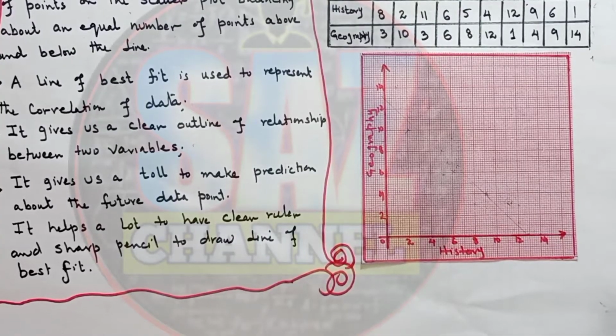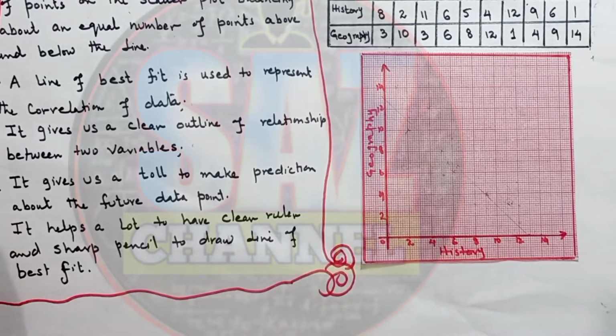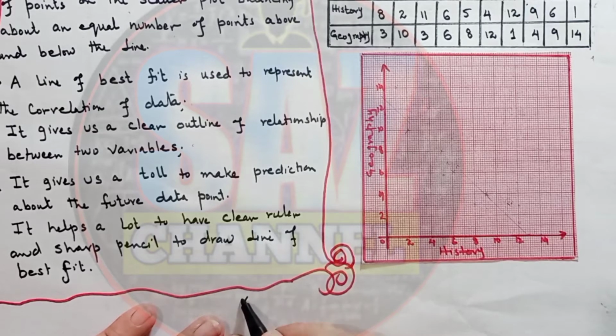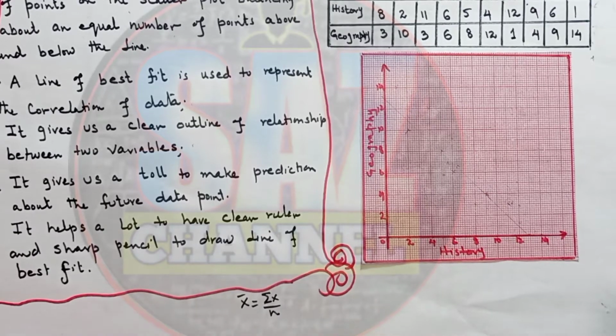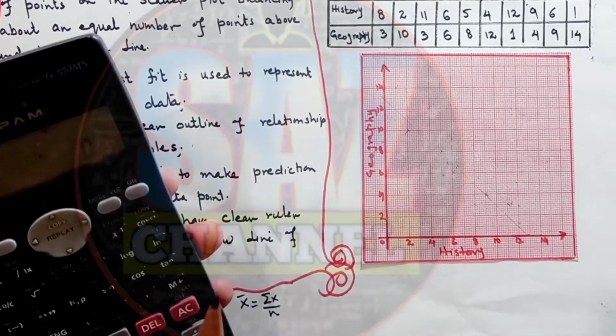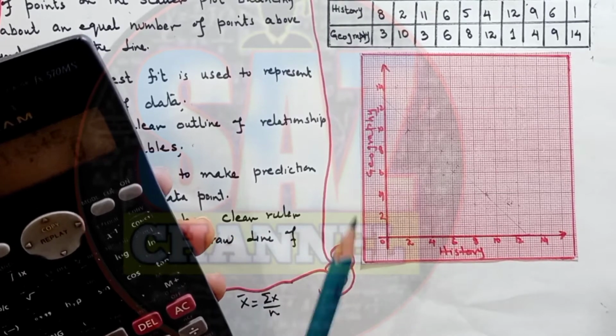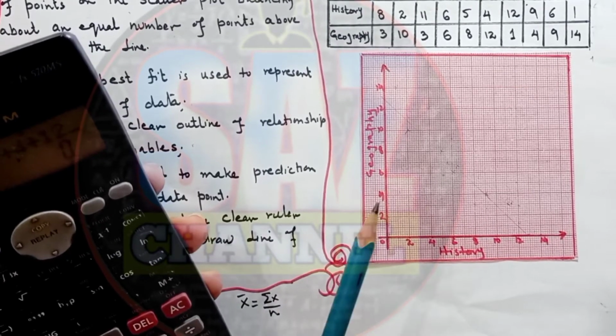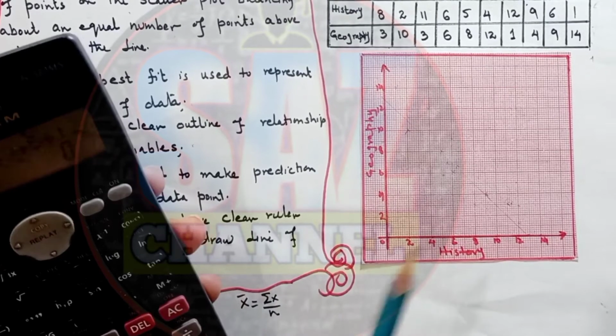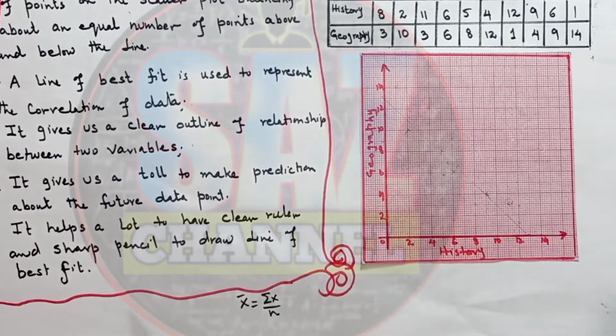First of all, we have to find the mean marks for history and the mean marks for geography, and we know the formula for the mean for ungrouped data is x bar equals summation of x upon number of observations. Now we have to add up these values carefully. 8 plus 2 plus 11 plus 6 plus 5 plus 4 plus 12 plus 9 plus 6 plus 1, and the total is 64.